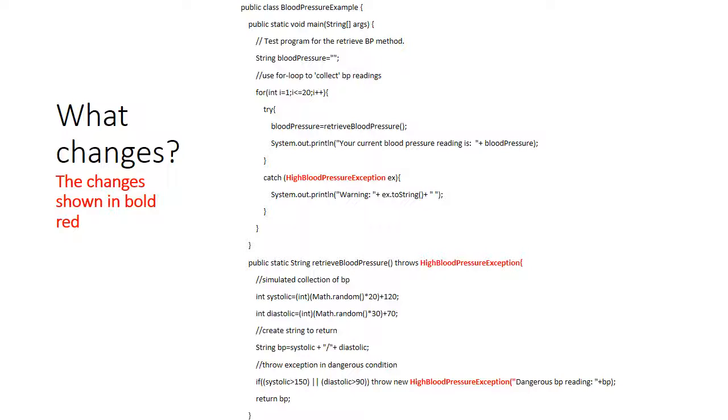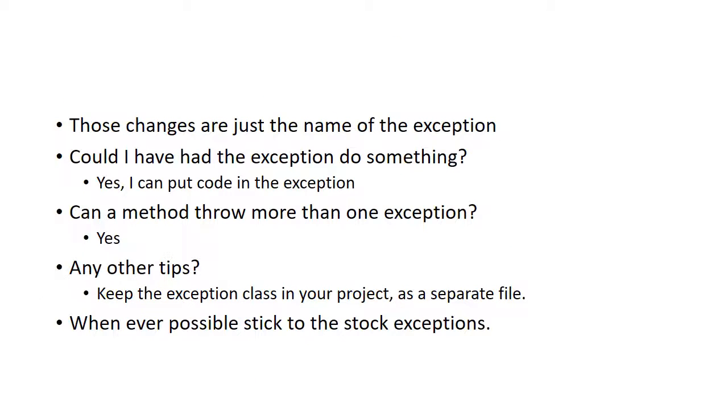What changes to the program? The three changes that I've made to the program are shown in red, bold text. The reason why I bolded them is so you could find them easily. But you can see I just changed the word exception to HighBloodPressureException, which is the name of my custom file. Of course, those changes are pretty trivial. They're just changes of the name of the exception.